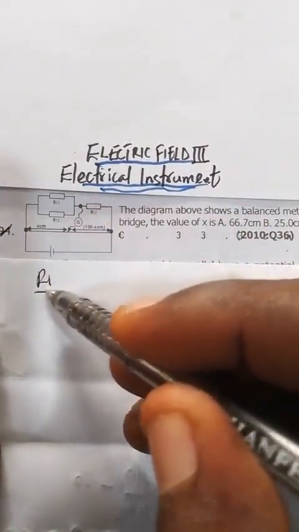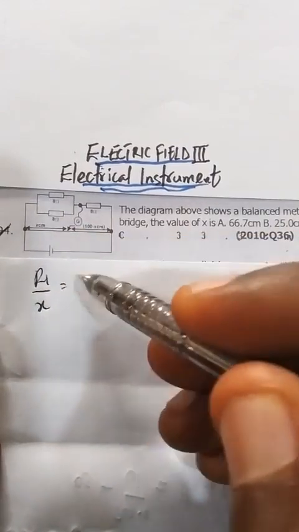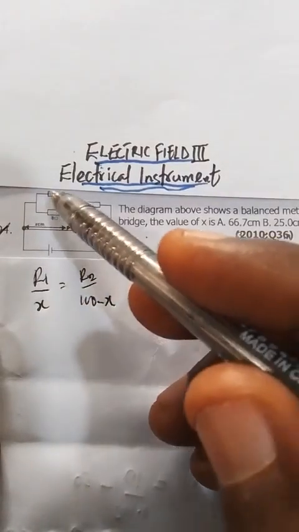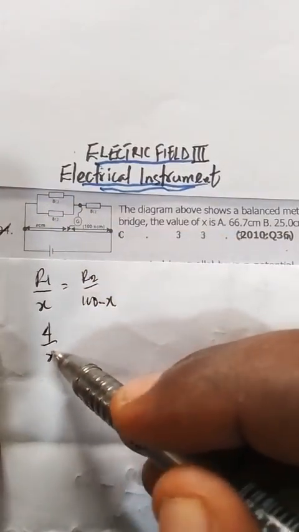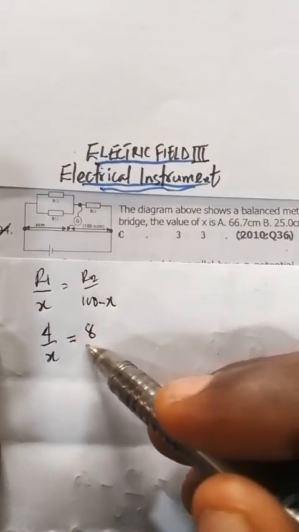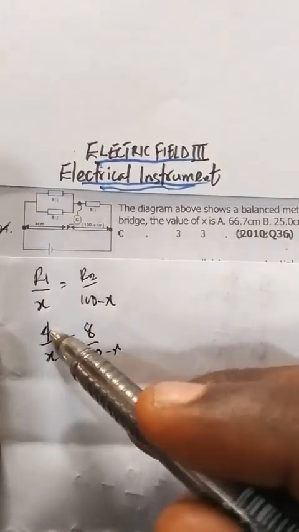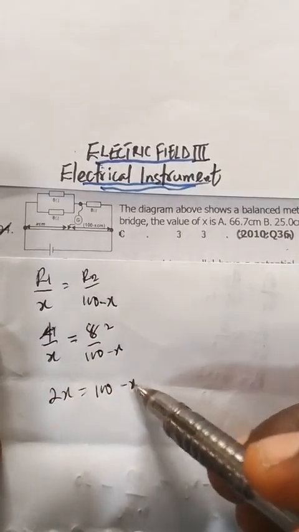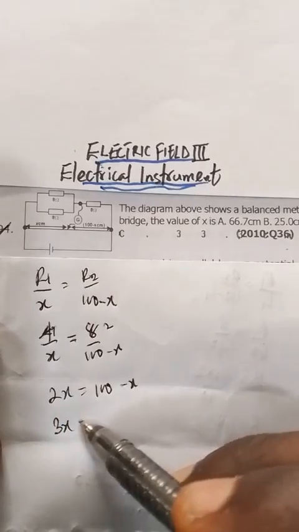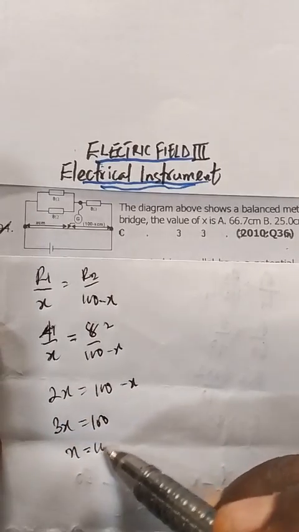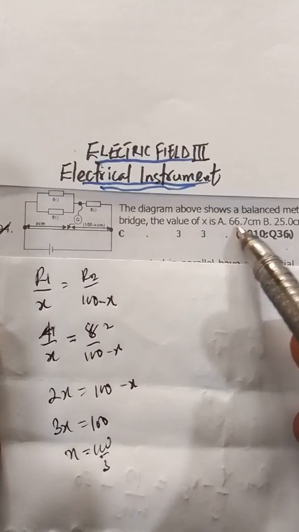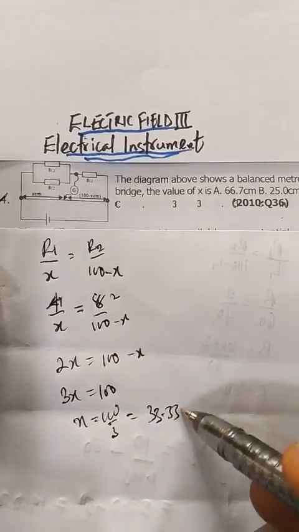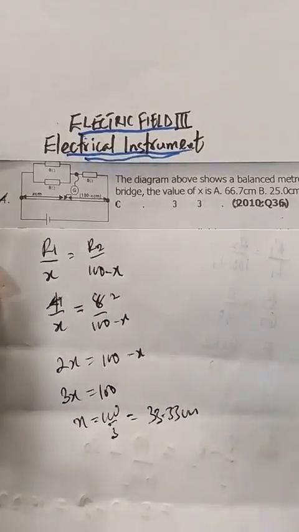So it means to the left hand side here, the resistance is 4. Using the formula R1 over L1, in this case our L1 is X, R2 over 100 minus X as usual. So our R1 is, these two combined in parallel, 4 over X. And R2 is 8 over 100 minus X. 4 here 1, 8 here 2. If you multiply, you get 2X equals 100 minus X. Plus X, 3X equals 100. Then X equals 100 over 3, which is 33.3. And the option is C.